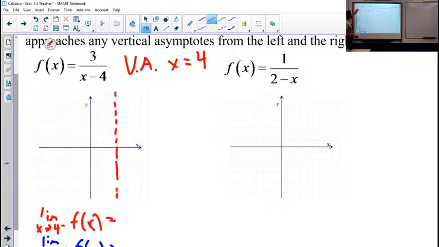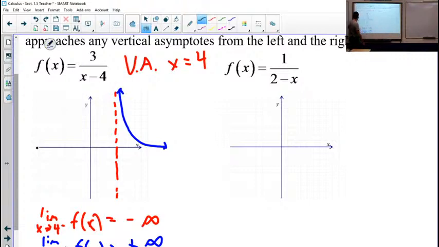So from the left, we have a positive 3. And then if we're coming from the left and we subtract 4, is our number going to be positive or negative on the bottom? It's going to be a negative, really tiny number, so negative infinity. And then from the right, when we subtract 4, is that going to make the number on the bottom positive or negative? Positive, so this is going to go to positive infinity. So from the right, we should be coming from positive infinity, like this.